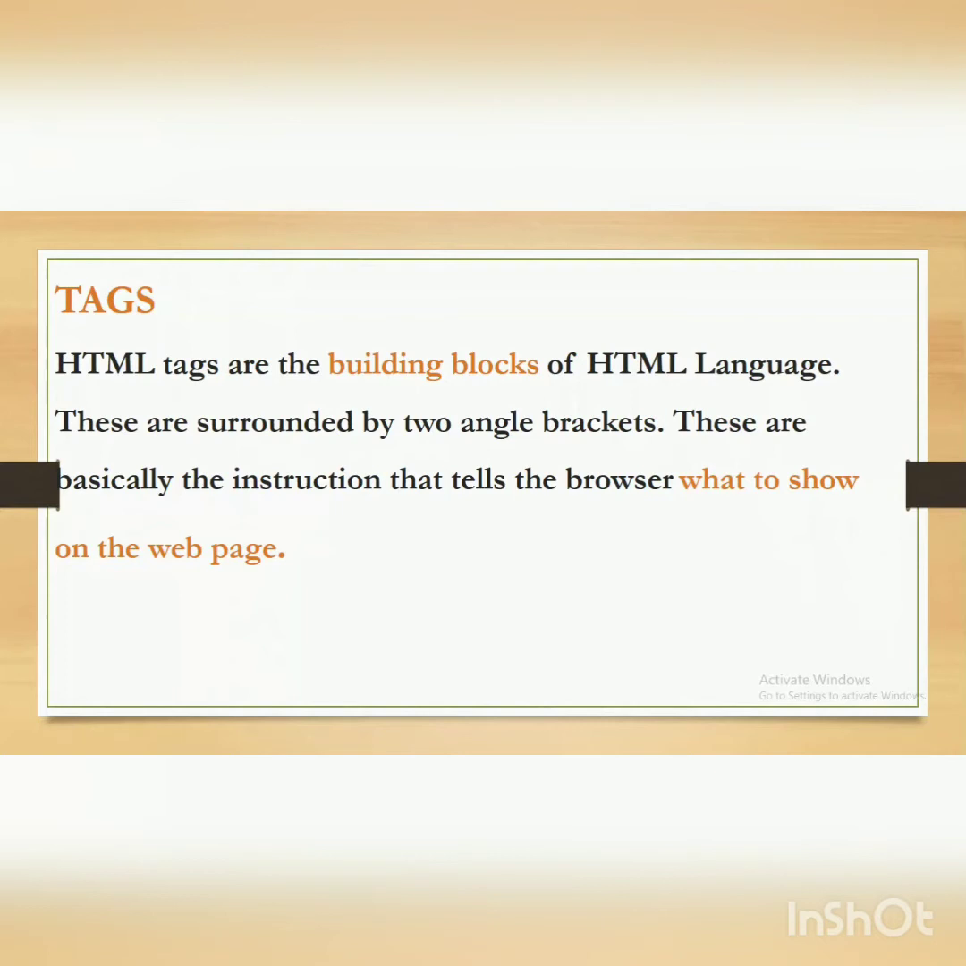For example, if within the angle brackets we have written B, this is a B tag, and it will tell the browser we want to bold our text. So whatever we write after the B tag will be bold.